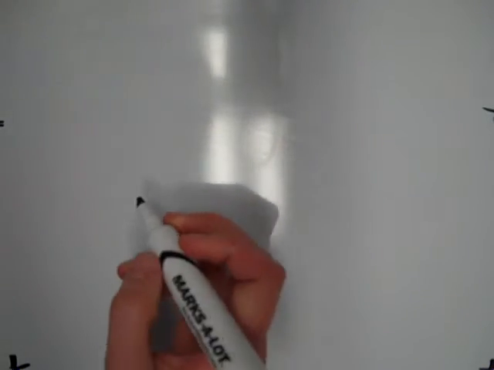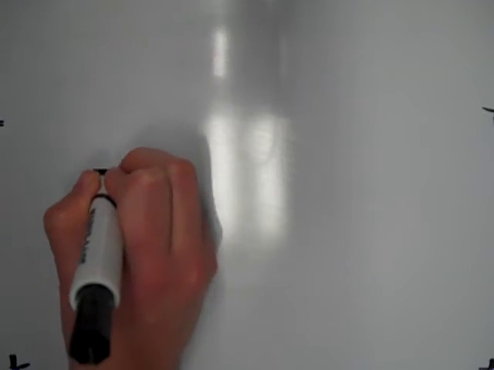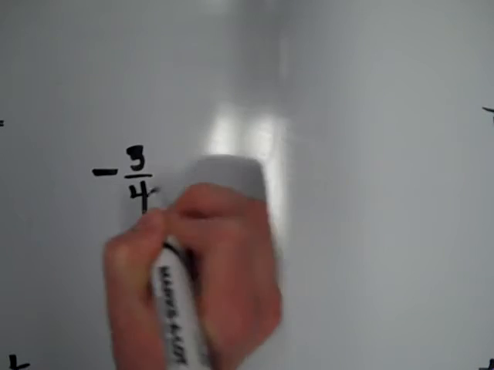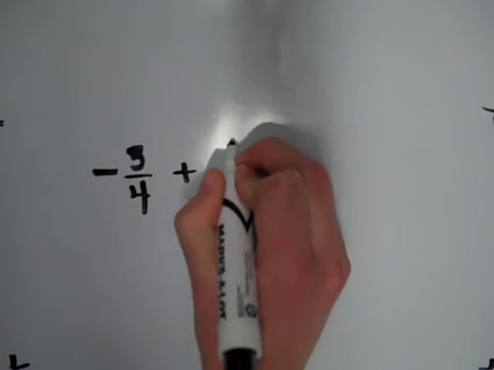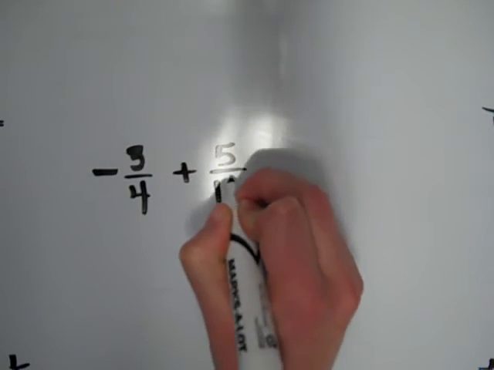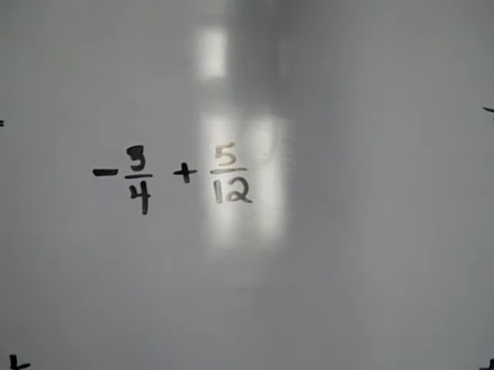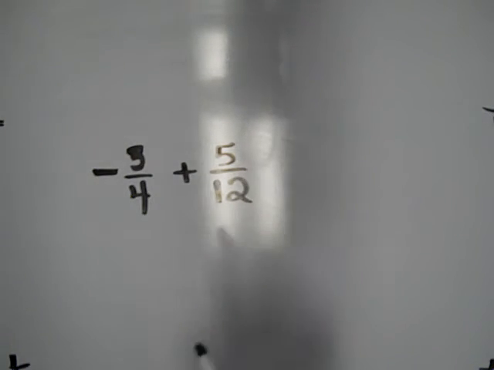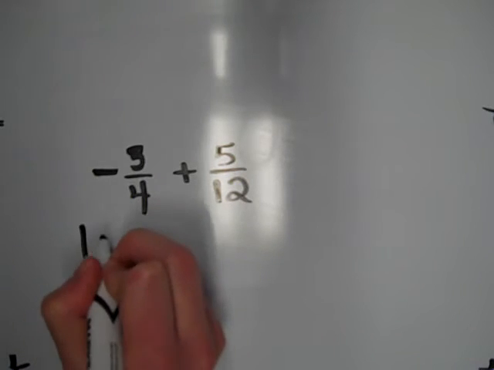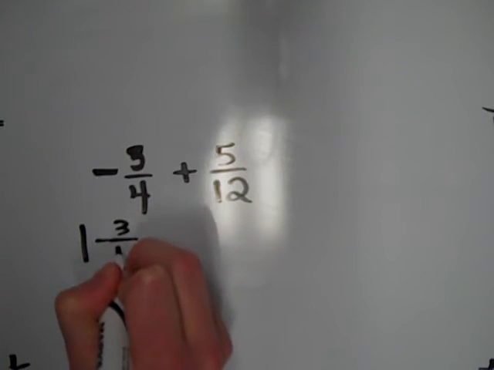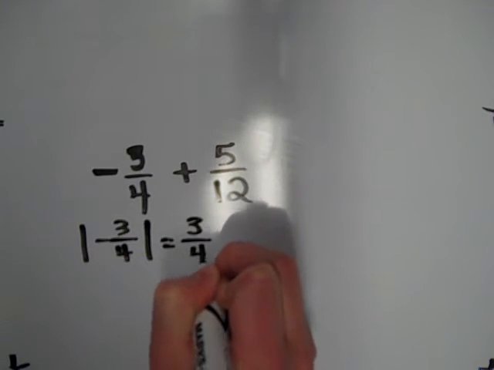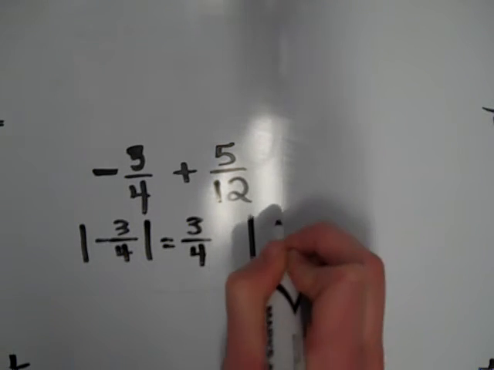Now here's the second problem we're going to do. We're going to look at negative 3/4 plus 5/12. So this one's different because I have 2 numbers with different signs. So what that tells me is I'm going to take the absolute value of both of them. But this time, since the signs are different, I'm going to subtract those absolute values.